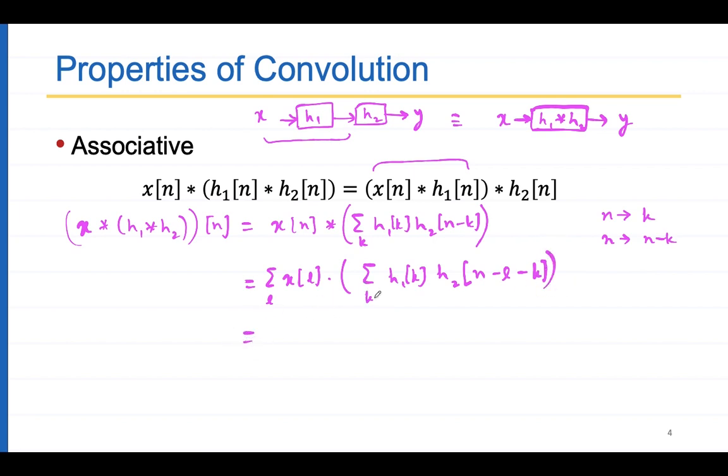Now I know that this product, I can open up this bracket. Let's say summation over k outside, h1[k] is outside, and I can consider L first, which means x[L] and h2[n minus L minus k].